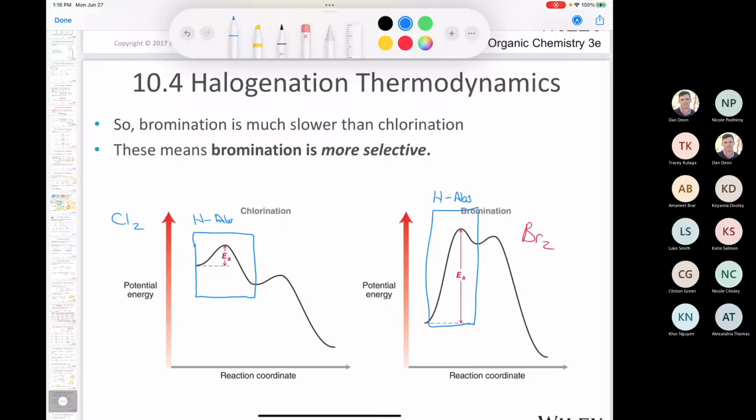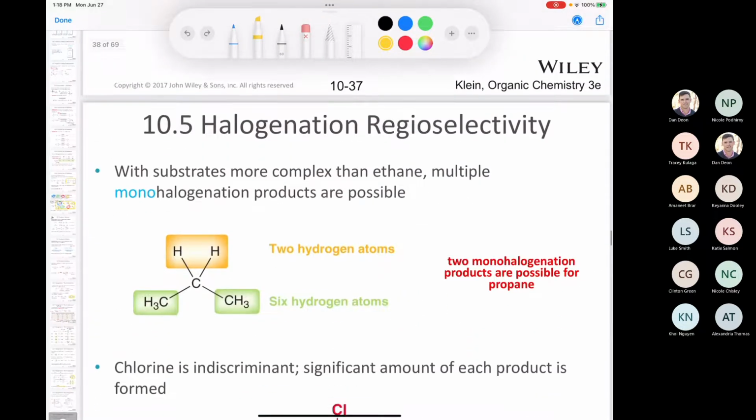So this is why bromination is so much more selective, because that first step is so high energy. You remember the Hammond postulate, which states that the structure of this intermediate is going to more closely resemble the transition state. So let's take a look.